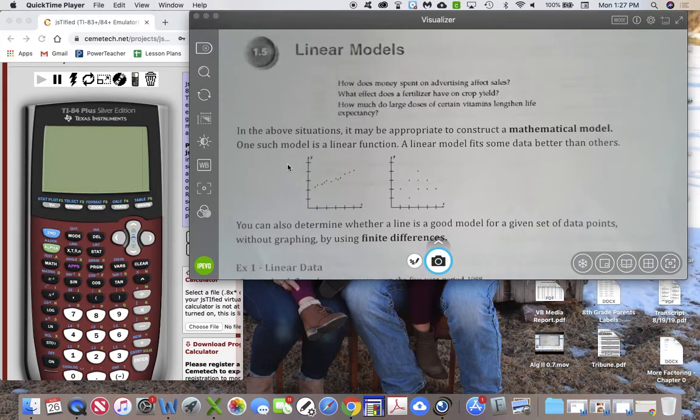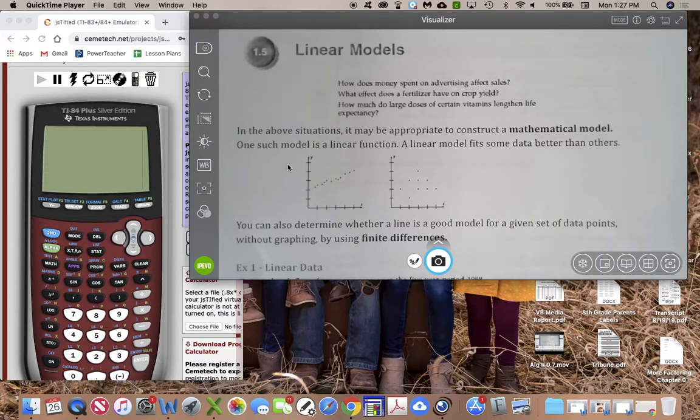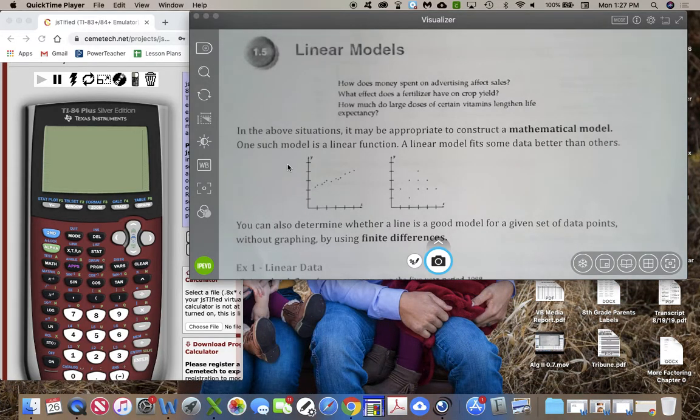So this is Monday, 1.5 linear models. We are not going to get done with this because we only have like 15 or 20 minutes left, but we're going to start it because it's the calculator part. And calculators kind of go crazy sometimes. So we're going to do that.